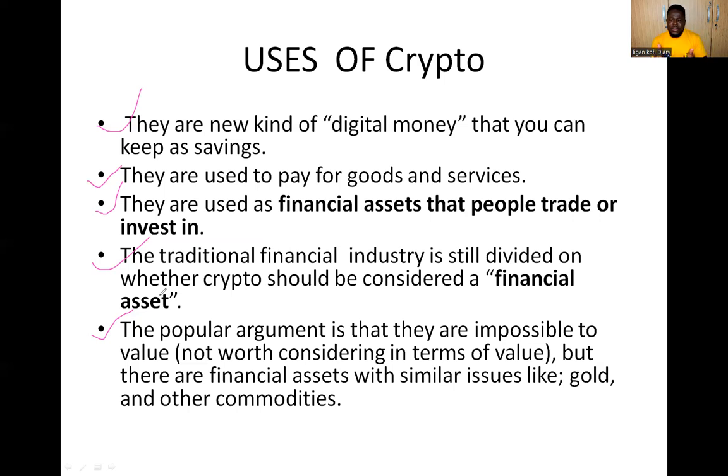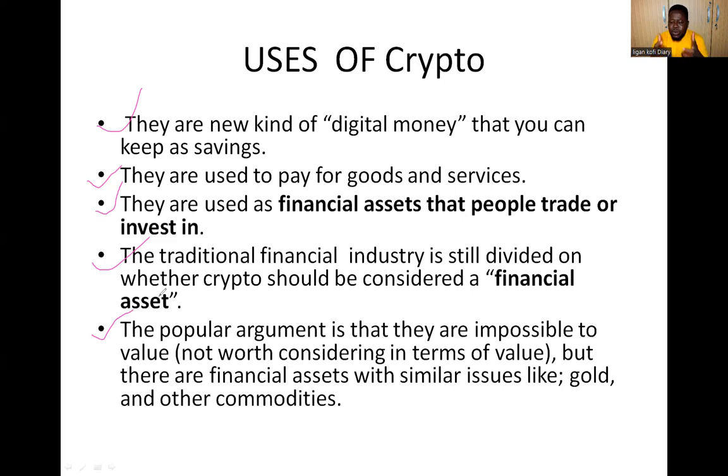And so if the financial class of assets, they do not want to accept Bitcoin, then it's also possible they should not accept gold. But since gold has been accepted as a financial asset, then it is possible they should accept crypto as a financial asset, because it's not only gold that is similar to Bitcoin. There are so many other commodities that are similar to Bitcoin or gold.